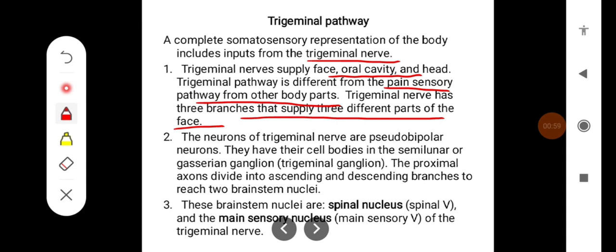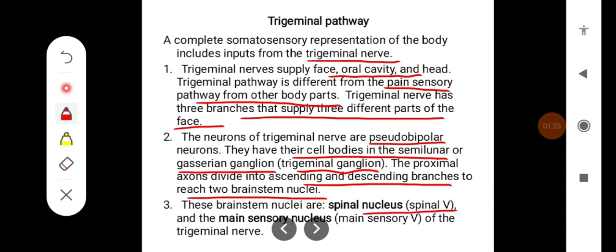The neurons of trigeminal nerves are pseudo bipolar neurons. They have their cell bodies in the semilunar or Gasserian ganglion, that is the trigeminal ganglion. The proximal axons divide into ascending and descending branches to reach two brainstem nuclei. These brainstem nuclei are the spinal nucleus, that is spinal 5, and the main sensory nucleus, that is main sensory 5, of the trigeminal nerve.